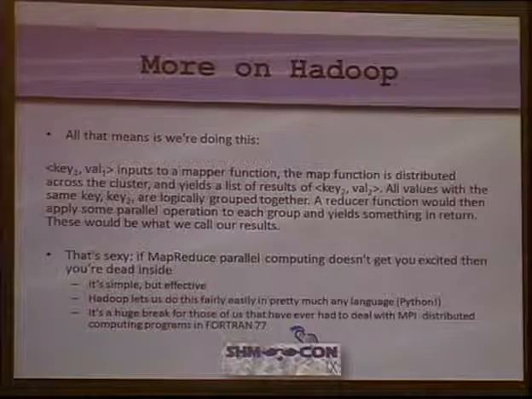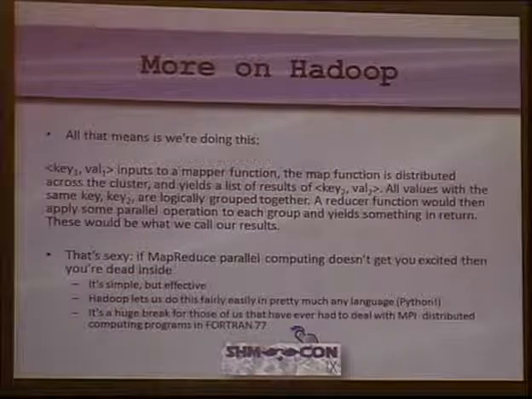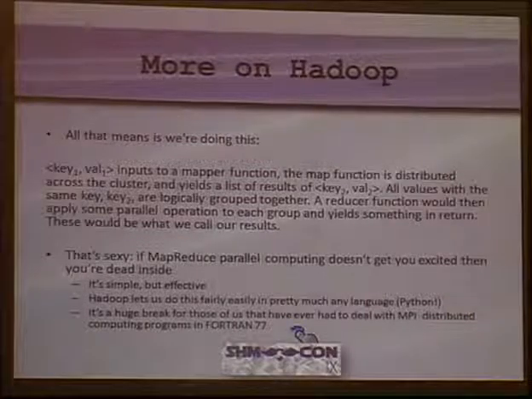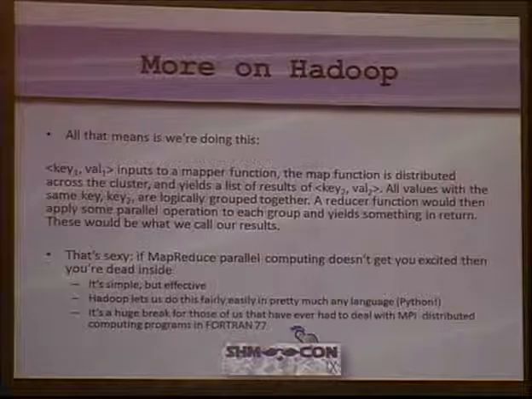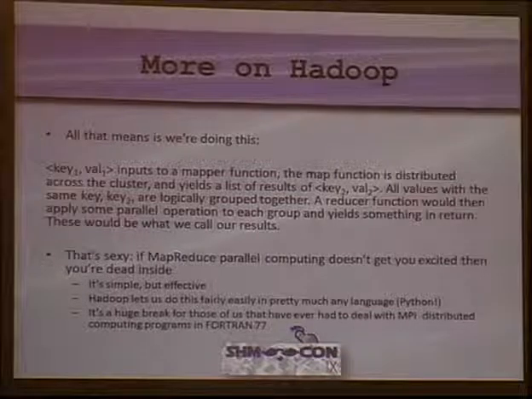So the partitioner sets up the job such that all the same values of key sub 2 are logically grouped together. That means that during the reduce phase, the reducer function is going to apply some operation in parallel to each of those groups. So if I'm still making sense to you, that's actually really sexy. So it's simple, it's extremely effective, and we're able to do it really easily.